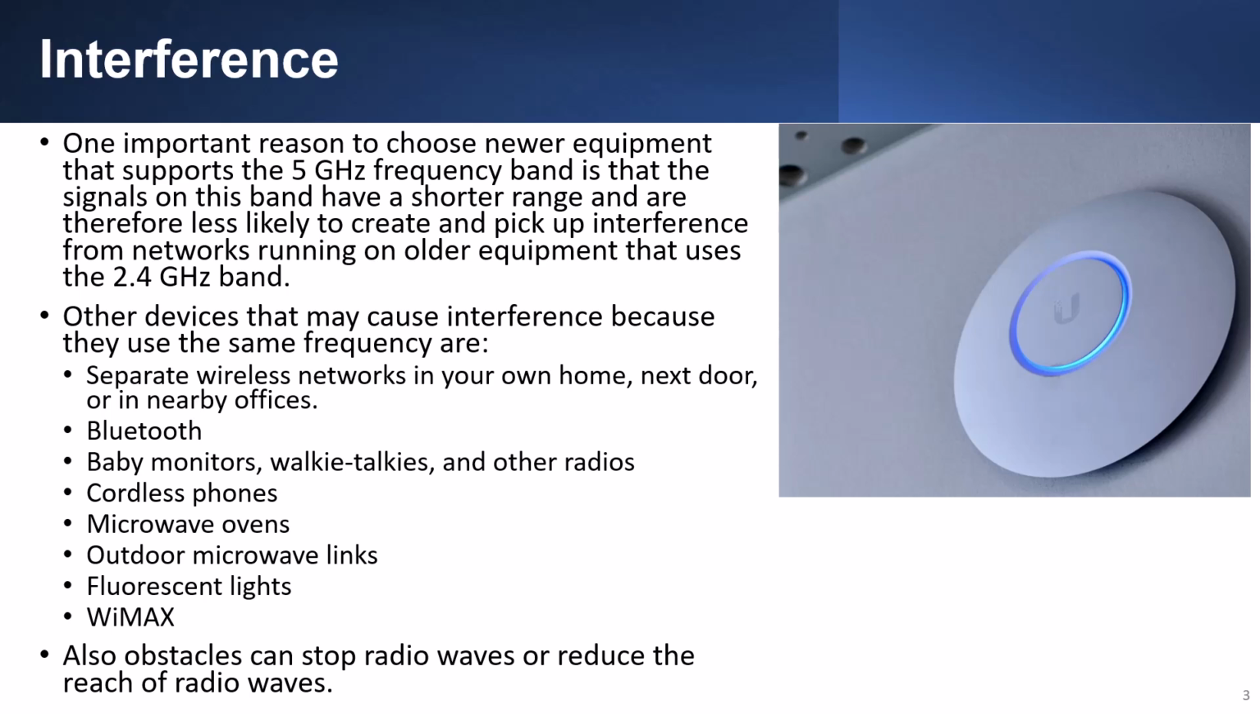Other devices may cause interference because they use the same frequencies: separate wireless networks in your own home, next door, or in nearby offices, Bluetooth, baby monitors, walkie-talkies and other radios, cordless phones, microwave ovens, outdoor microwave links, fluorescent lights, and WiMAX. Also, obstacles can stop radio waves or reduce the reach of radio waves.